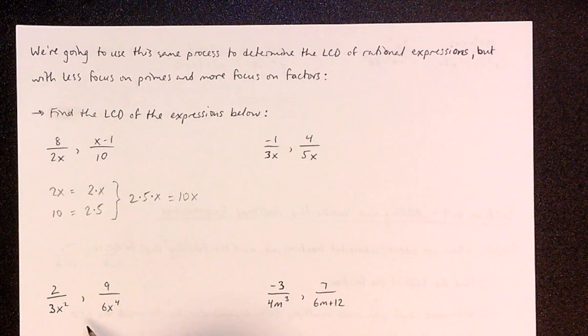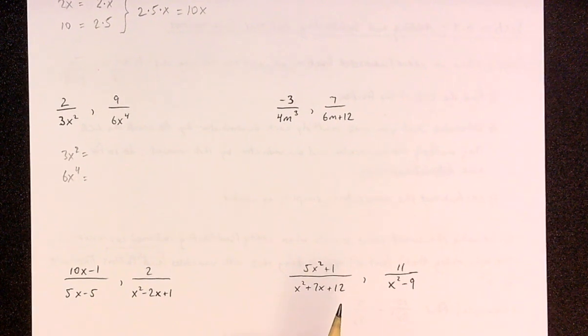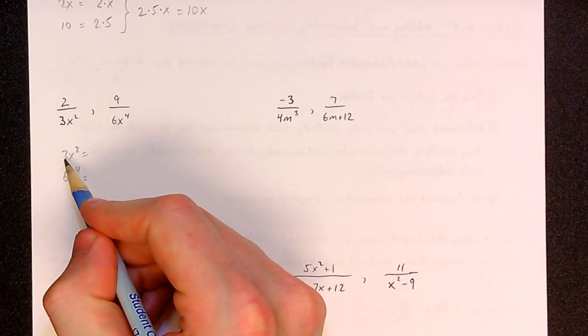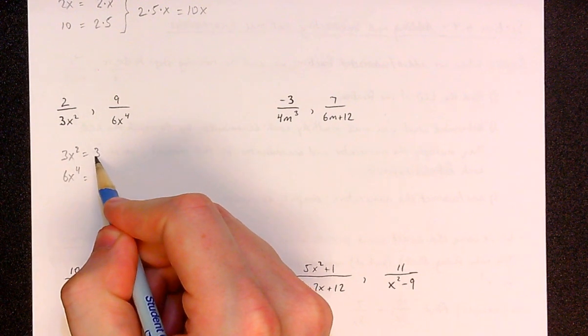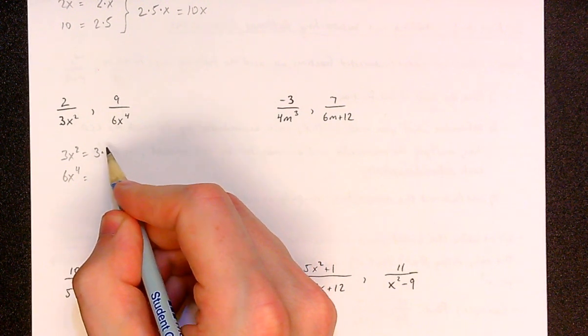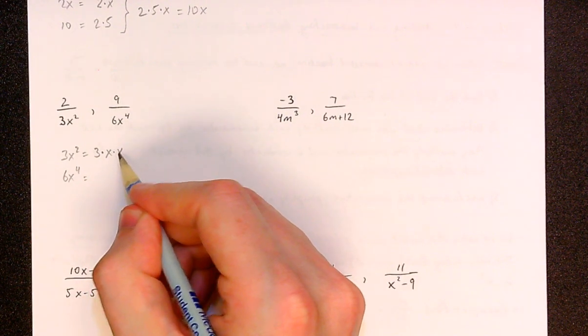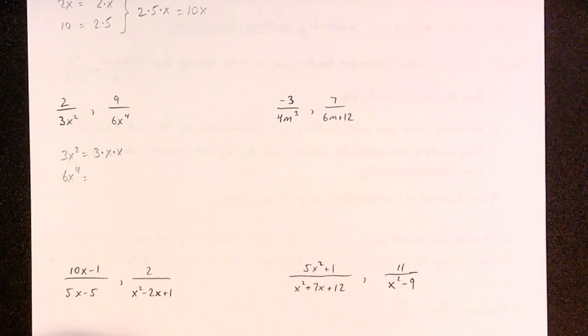Let's take a look at this guy here. 3x squared and 6x to the 4th. So the 3 is just 3. We can't break 3 down any further. And I'll move this up so that you can actually see what I'm talking about. The 3 is just 3. That's it. x squared, so 3 times x squared. The x squared we can rewrite as x times x. So 3x squared is 3 times x times x.